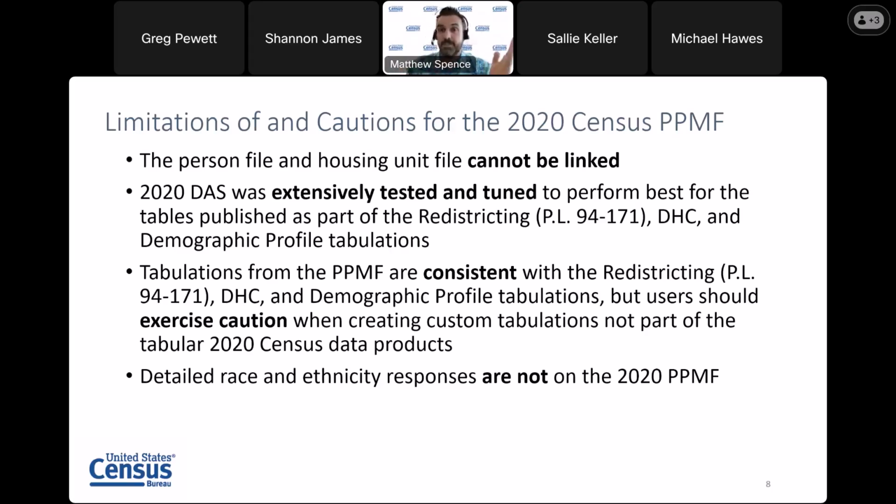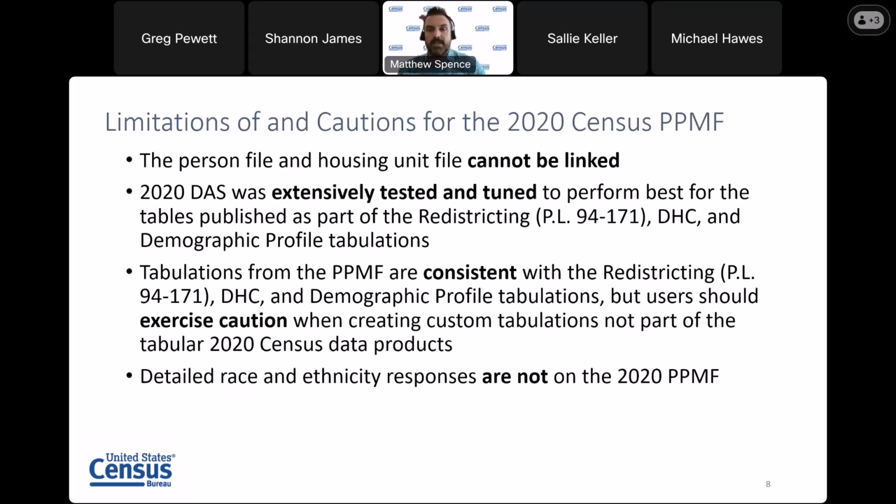Sort of the implicit statement on this is that if you were looking at cross tabulations that were not part of these official products, or if you're looking at geographies that were available at lower levels of geography, they may not have been tuned and they may not have been looked at for demographic reasonableness. They may not have that accuracy. So you'll need to use caution when doing that.